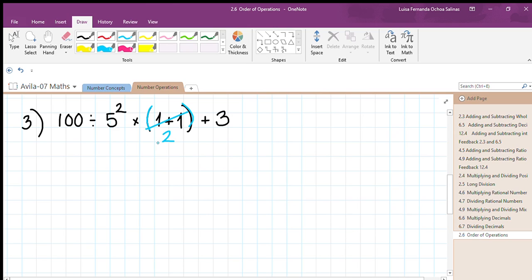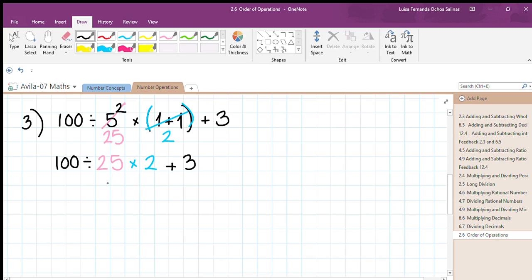Now, indices. Do I have an index? Yes, I do. This 5 to the power of 2, which we have said is 5 times 5, which is 25. So I have this one, 25. Okay, and now I'm going to rewrite the whole operation just to make it very clear what I have done. So I have 100 divided by 25, times this 2, plus 3. I'm writing it here just to make sure that everyone is following.